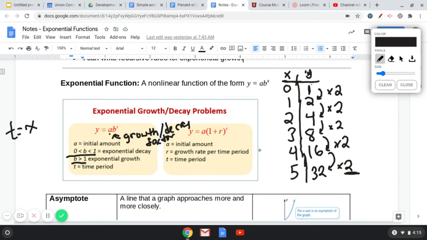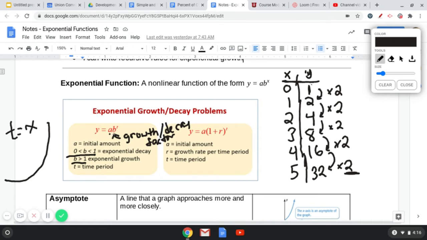And if you were to graph this class, exponential functions start out slow and then rise faster and faster and faster. So they rise very fast after a period of time. It's exponential growth. We grow exponentially. All right, and there are two different formulas to represent exponential growth or decay.